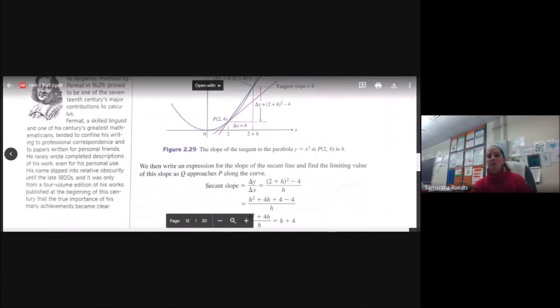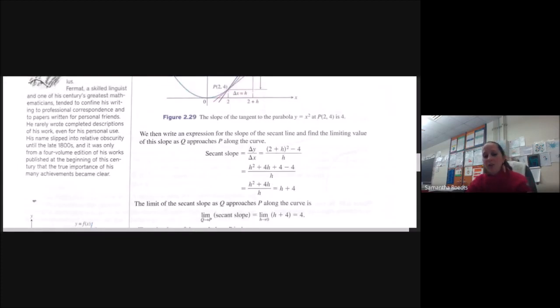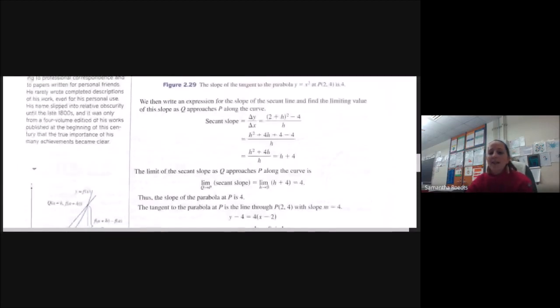We then write an expression for the slope of the secant line and take the limit of the slope as Q approaches P along the curve. The change in y is (2 plus h) squared minus 4, and the change in x is h. That gives h squared plus 4h plus 4 minus 4. The 4's cancel. From there, I have h squared plus 4h, and I can factor out an h, which gives h plus 4. I take that limit as h approaches 0. The limit of h plus 4 equals 4. Therefore, the slope of the parabola at P is 4.